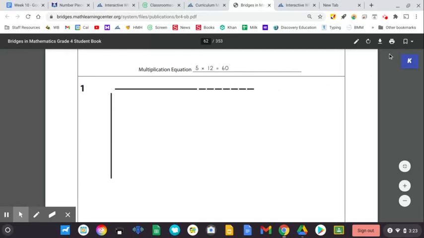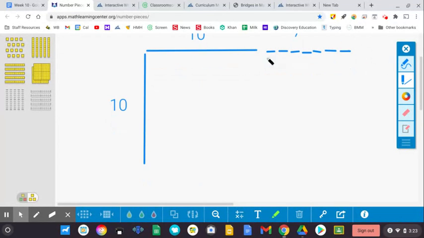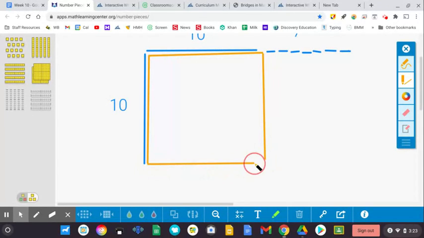By now, I bet many of you have this finished. So it told us that we're supposed to draw the array on the inside. I'm going to use a different color to do that. Let's see, how about orange? Okay, so I have this part of my array times this part of my array.